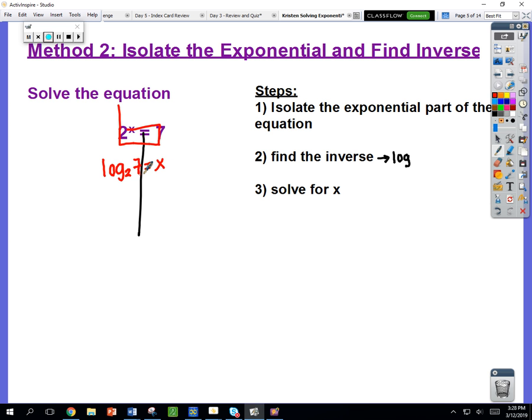Now my calculator will tell me what log base 2 of 7 is when I type that in, which means x is equal to 2.807. I usually go out 3 places, so x is about equal to 2.807.